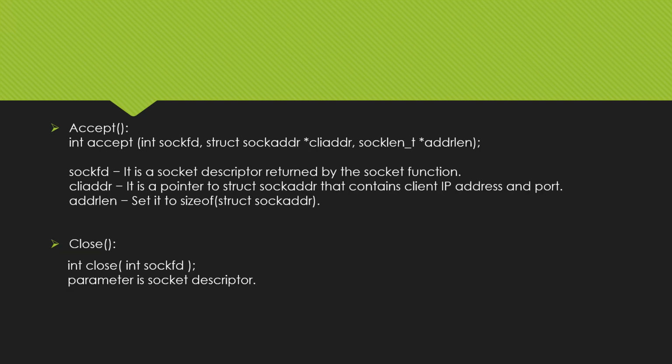Accept. It takes arguments such as the socket descriptor, the client IP address, and the address length. This call returns a non-negative descriptor on success and -1 if an error occurs. Close. The parameter here is the socket descriptor. It returns 0 on success and -1 on error.